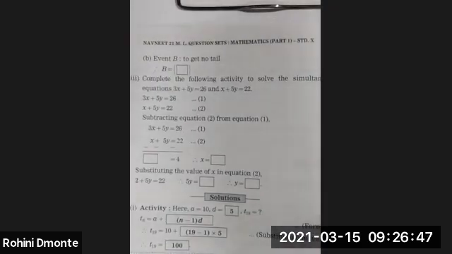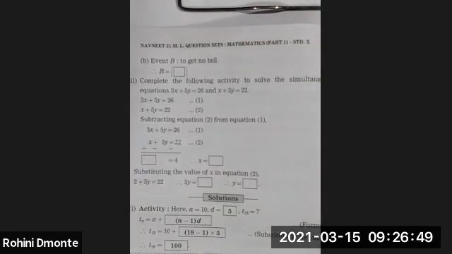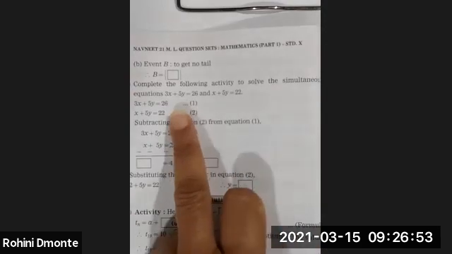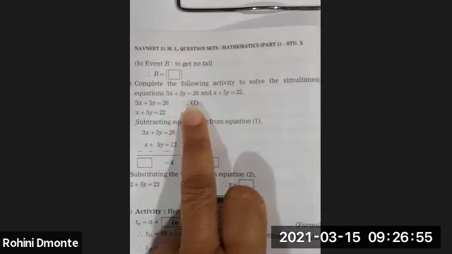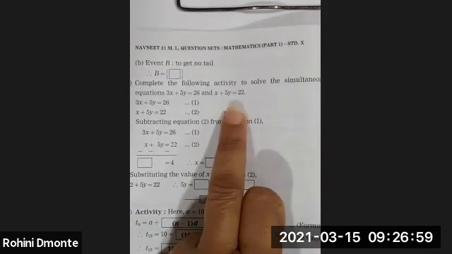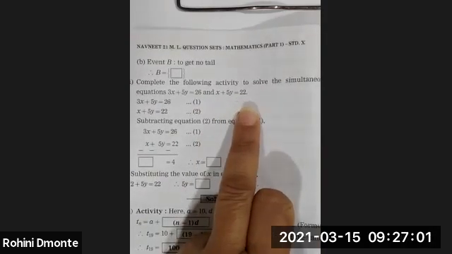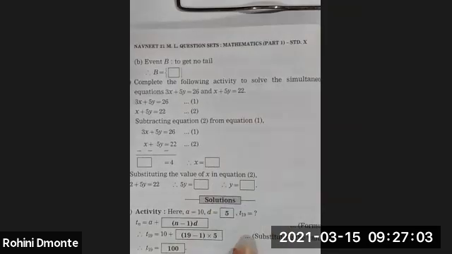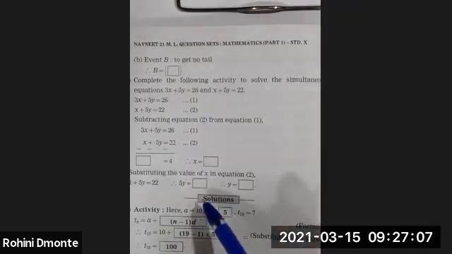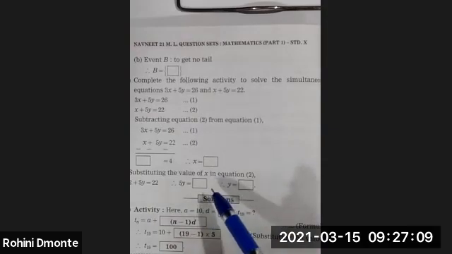Complete the following activity to solve the simultaneous equations 3x plus 5y is equal to 26 and x plus 5y is equal to 22. See, look here. What do you have to do? See here, the activity is given like this. Don't change this activity. You have to write as it is. Only you have to fill up these blocks.